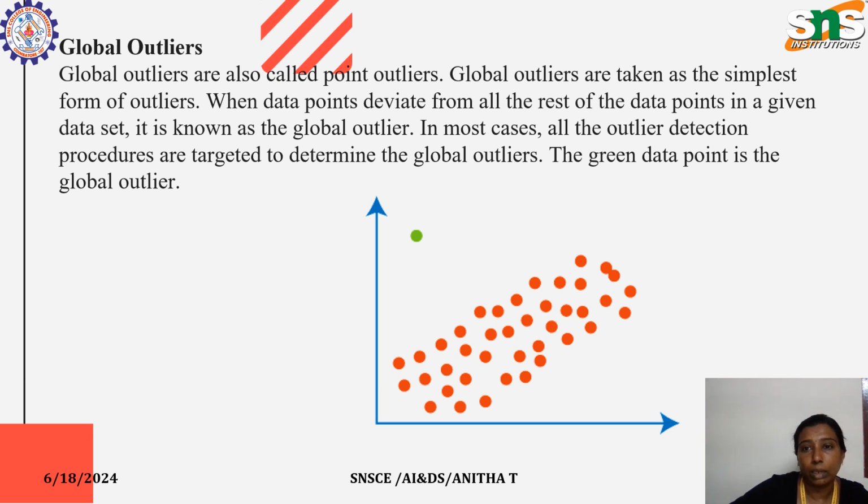Global outliers are taken as the simplest form of outliers. When data points deviate from all the rest of the data points in a given data set, it is known as a global outlier. In most cases, all the outlier detection procedures are targeted to determine the global outliers. Here is the green data point. This is the global outlier. The others are the rest of the data points.